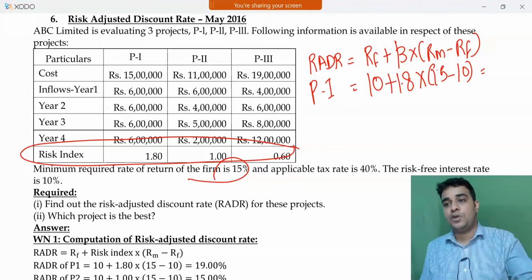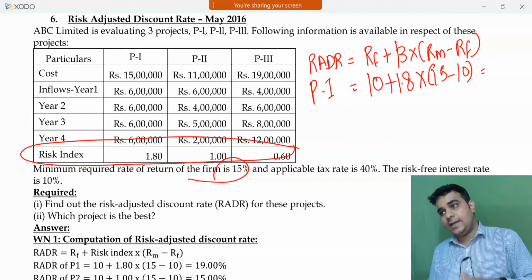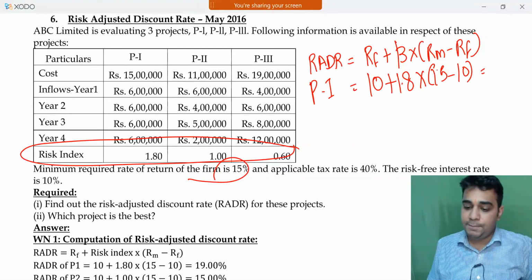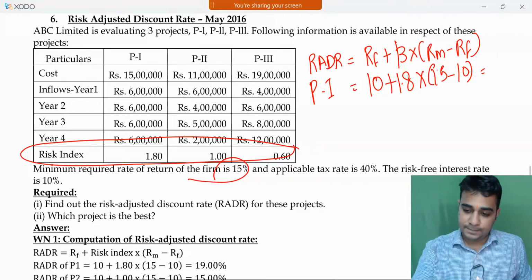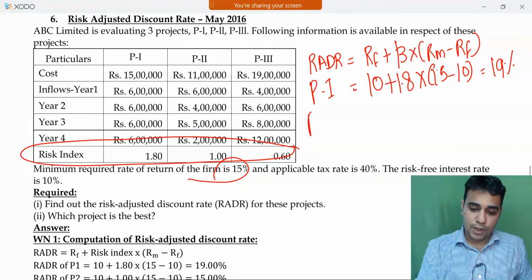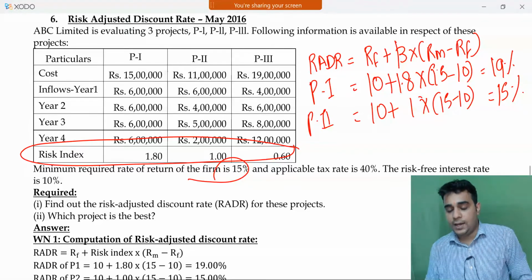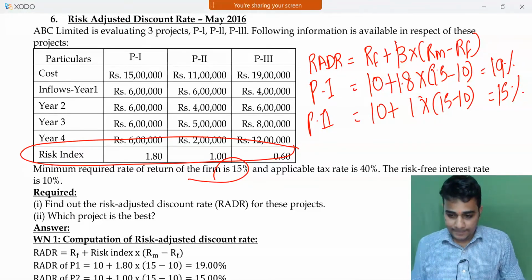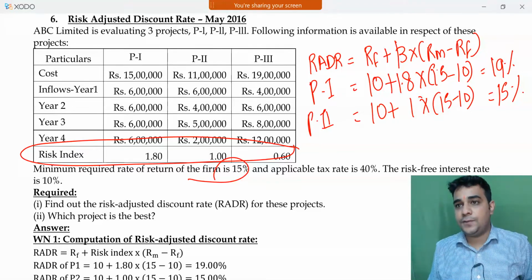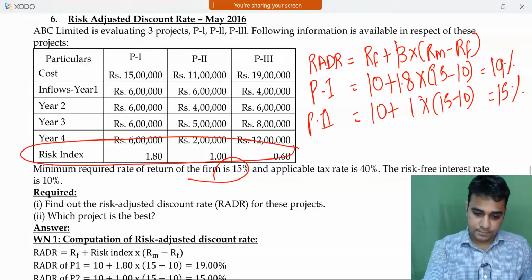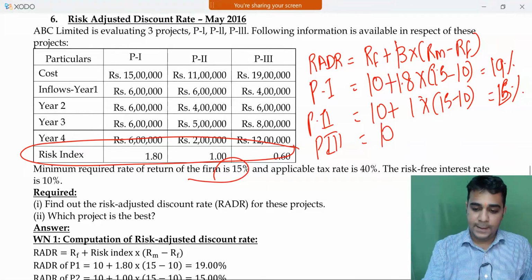If your risk index is more than 1, it's a riskier project. Risk index less than 1, it's a less risky project. 10 plus 1.8 into 15 minus 10, how much do you get? 19%. Project 2, 10 plus 1 into 15 minus 10, 15% as it is. Project 3, 10 plus 0.6 into 15 minus 10.